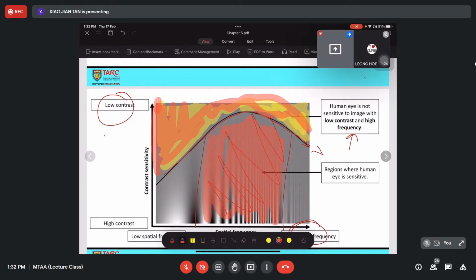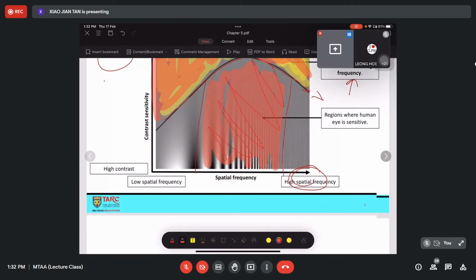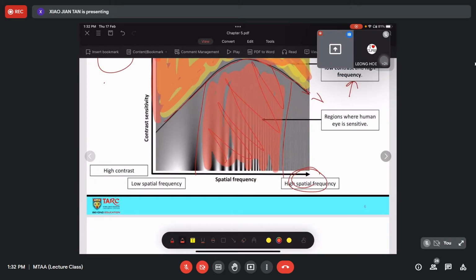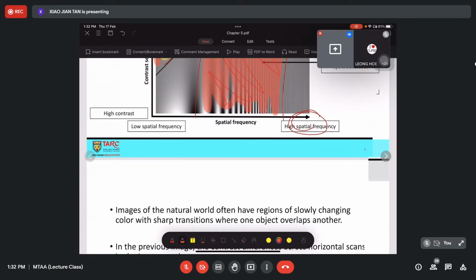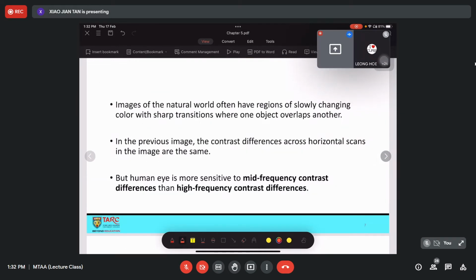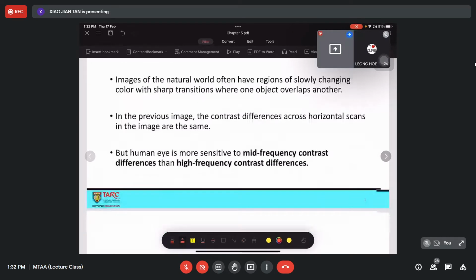So for this chapter, we will learn about the eye and also image processing. And for, I think, chapter 8 or 9, we will learn about audio, about the ear. Okay. So images of the natural world often have regions showing changes in color with sharp transitions.